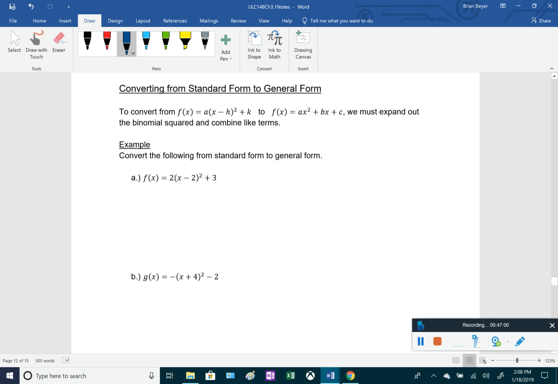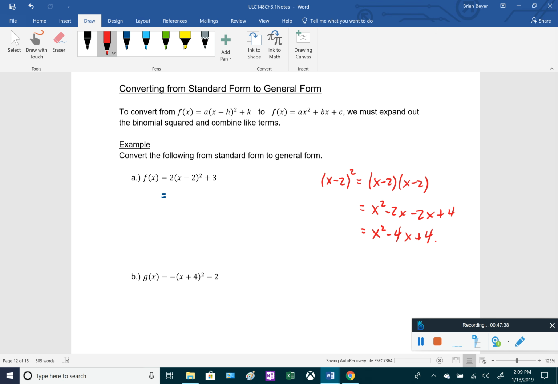So for the first one, we have f of x equals 2 times x minus 2 squared plus 3. So we want to write this in general form, so we have to expand it out. I'll do this on the side. We know that x minus 2 squared equals x minus 2 times x minus 2. So if you FOIL this out, you get x squared minus 2x minus 2x plus 4. Combine like terms, and we get x squared minus 4x plus 4. So definitely make sure you're comfortable with distributing. In this case, it's called foiling.